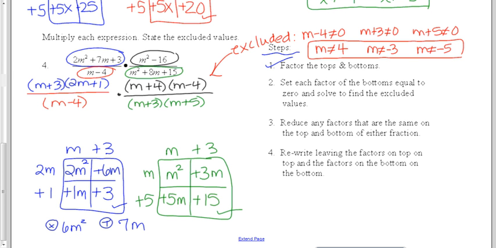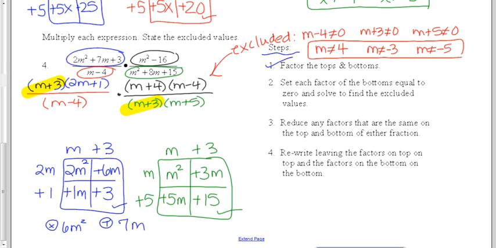Okay, so now I'm ready to get to the multiplication part. Rather than multiply all of this stuff together, it's easier to go through and reduce any factors that we can from the top and the bottom. So, because of multiplication, everything is now on the top together and everything is on the bottom together. So I can take an m plus 3 from the top and bottom of either fraction. Do I have anything else in common?